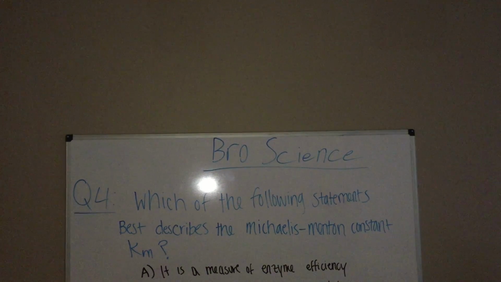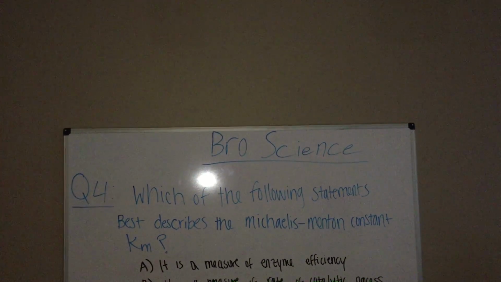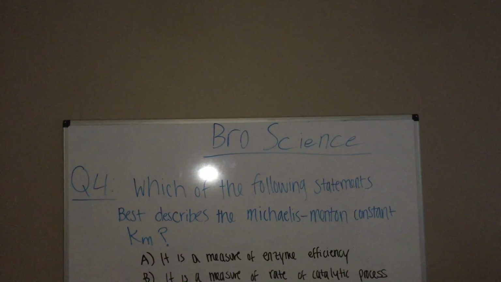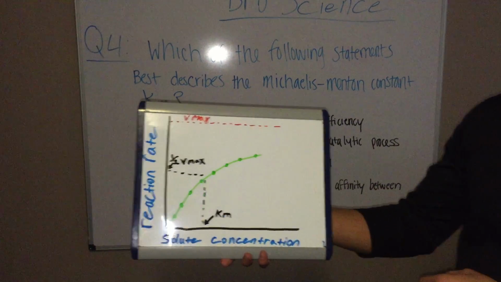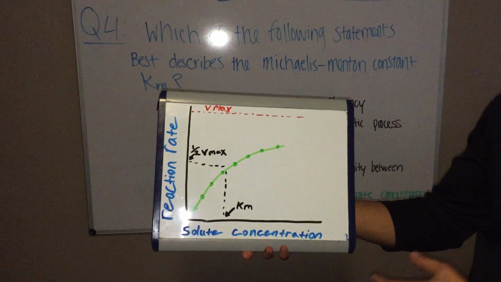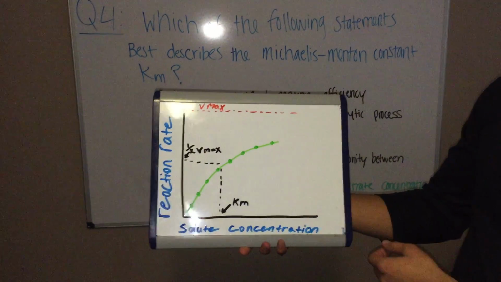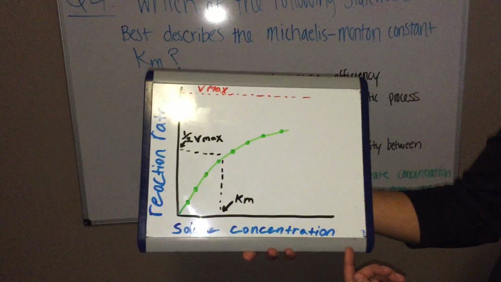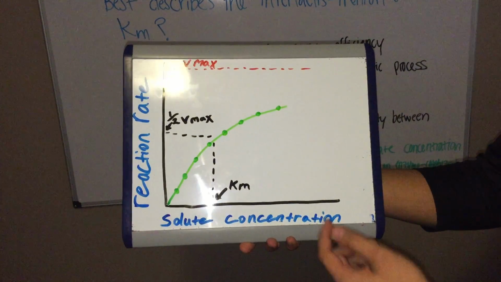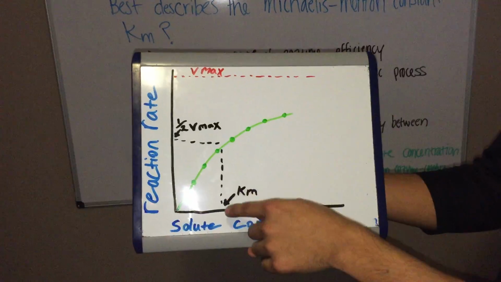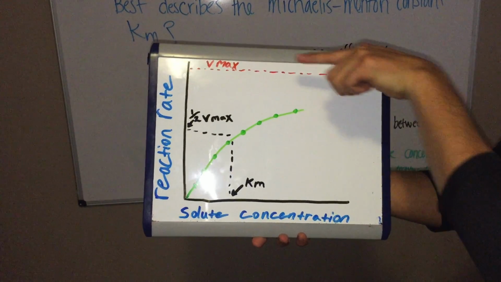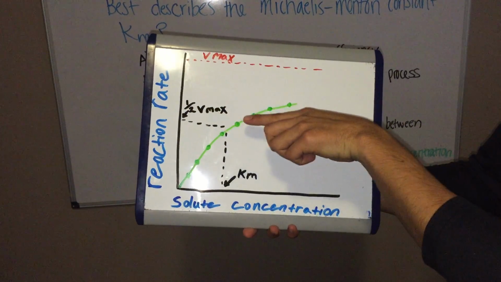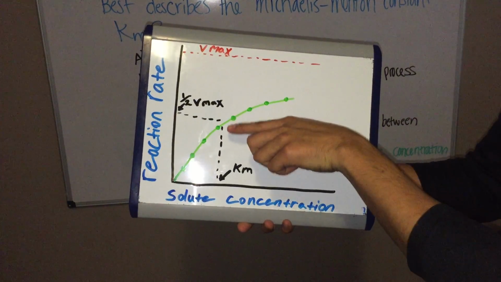Okay, question 4. Which of the following statements best describes a Michaelis-Menten constant Km? So we drew out this little chart, the one that we see in our lecture slides and everything. We have the reaction rate on the y-axis, solute concentration on the x-axis. And so looking at this chart, we see that Km is found by finding half of Vmax, so here's Vmax, go half Vmax, and then find at which point this intersection occurs and travel down.